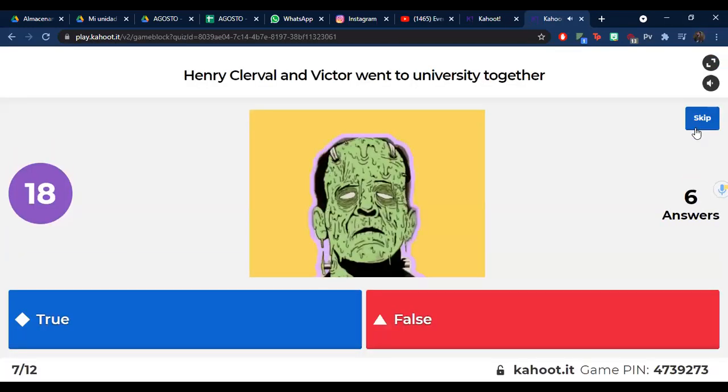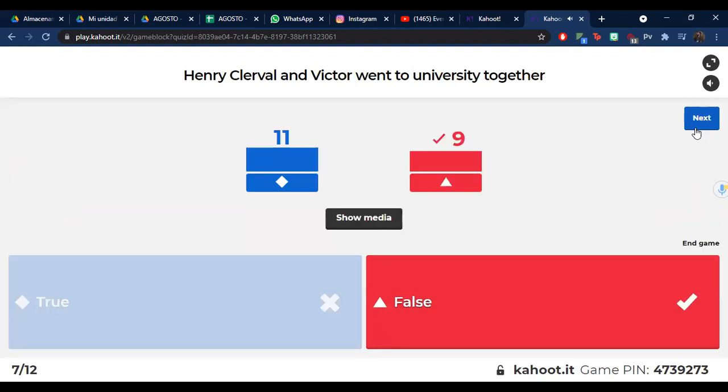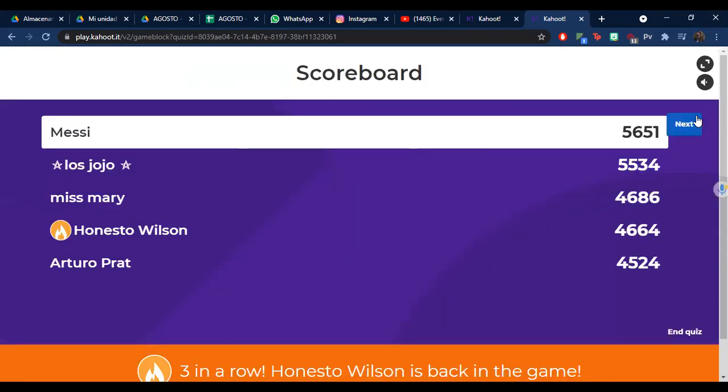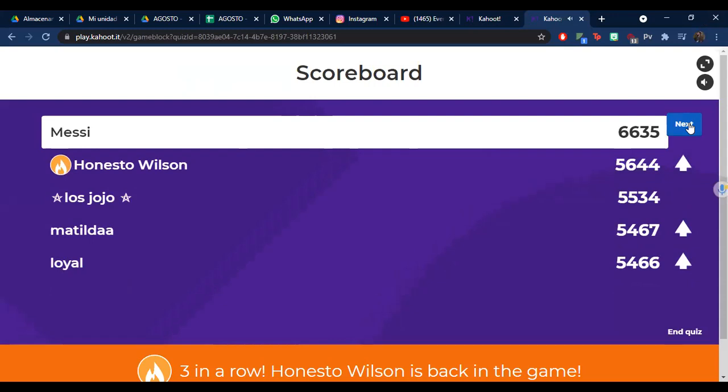Henry Clerval and Victor went to university together. That is false. At the end of chapter 5 or chapter 6, Henry tells Victor that his parents allowed him to go to university, but we don't see them go to university until later. At the beginning, no, they don't study together. They never study together until chapter 6. At school, maybe, yes, but this question was about university.